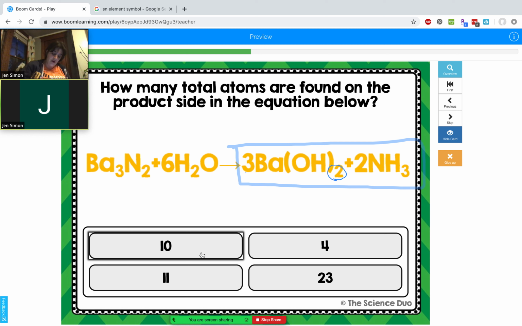So that's 1, 2 times 2. So that's going to give me 4 there, plus another 1 here. So that's 5 times 3. So I have 15 here. Over here I have NH3. So that's 3 hydrogens plus 1 nitrogen is 4 times 2 is going to give me 8 here. So I have 15 plus 8, and if I do that right in my head, I get 23.